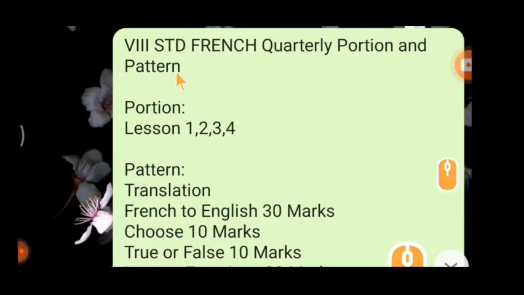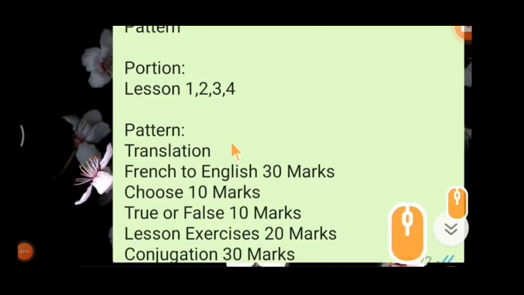Today we are going to see your quarterly portion and pattern. Your quarterly portion is lessons 1, 2, 3 and 4, and your pattern is very short. Translation is 30 marks, from lessons 1, 2, 3, 4. You have 4 passages; out of these 4 you will be asked 2 and you must write both passages, so no choice. Then 10 marks, choose the best answer, from your lesson passages, either from lesson 1, 2, 3 or 4.